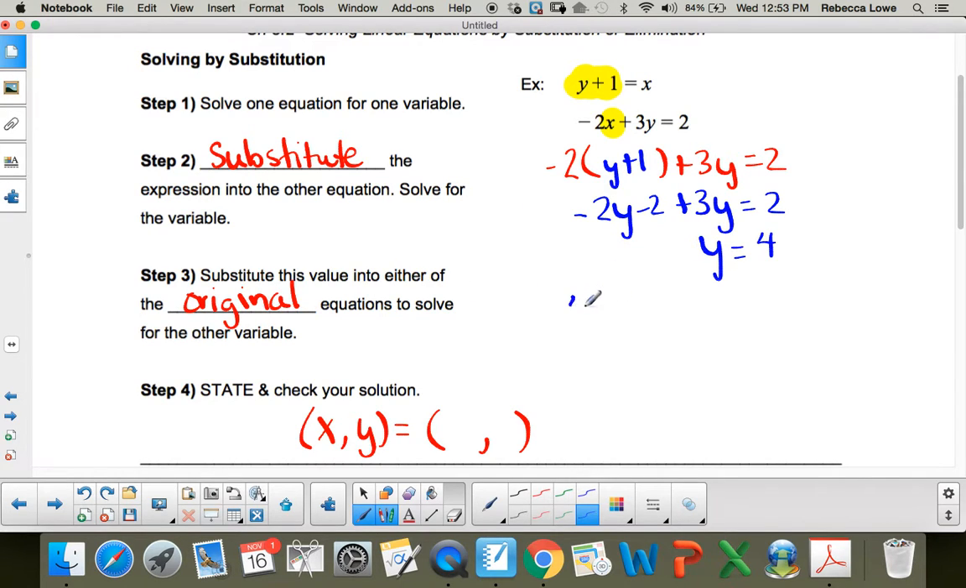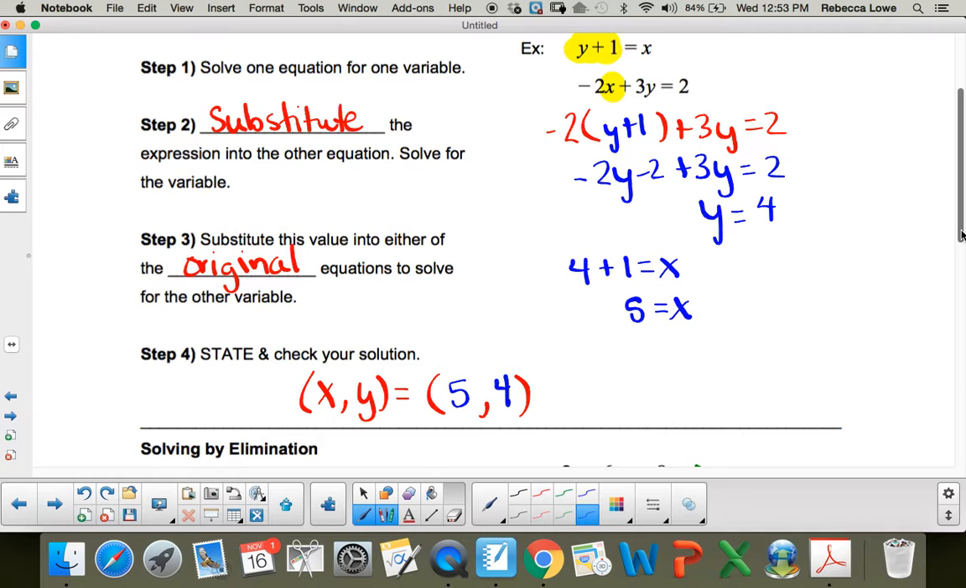It's very easy to put it in the first equation because x is already solved for. So I get 5 is equal to x, or x is 5. So the point of intersection is 5, 4. This is the point that satisfies both equations, so it is the solution to the system.